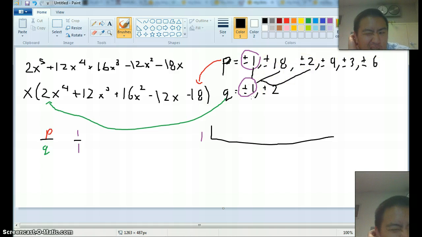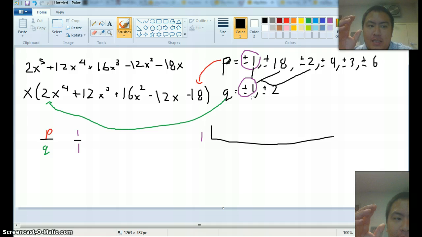So essentially what it does is it narrows down your guessing choices, which kind of helps, but it kind of doesn't help too much. Essentially it narrows down your choices, and instead of just guessing arbitrarily, you have something to start with to guess. So the rational root theorem gives us an opportunity to kind of save time.